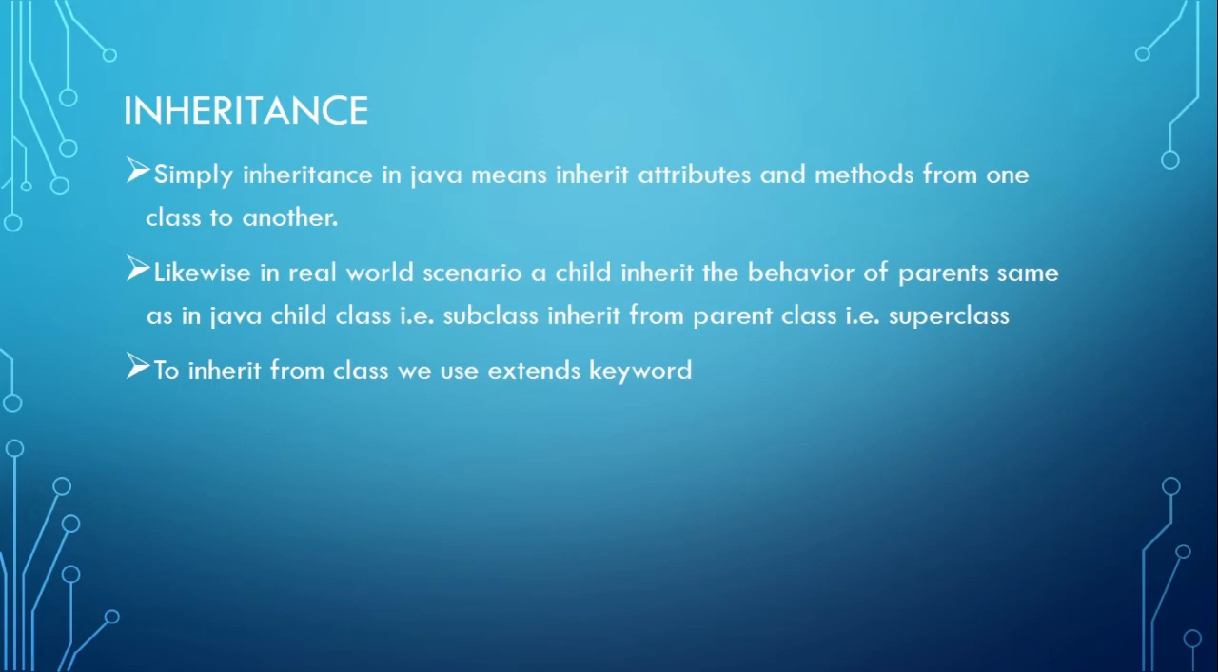Let's move to inheritance. Simply, inheritance in Java means inheriting the attributes and methods from one class to another. Likewise, in a real-world scenario, a child inherits the behavior of parents. Same as in Java, a child class, or we can say subclass, inherits the parent class or superclass behavior. To inherit from one class to another, we use the extends keyword.